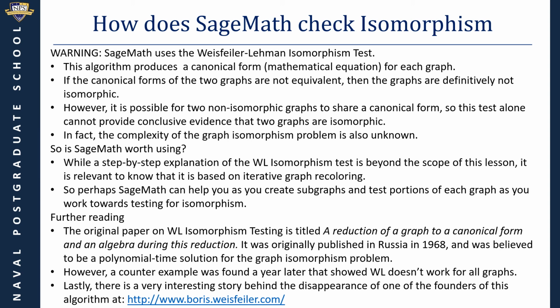For further reading, the original paper on WL isomorphism testing is titled The Reduction of a Graph to a Canonical Form and an Algebra Arising During this Reduction. It was originally published in Russia in 1968 and was believed to be a polynomial time solution for the graph isomorphism problem. However, a counterexample was found a year later that showed WL doesn't work for all graphs. Lastly, there's a very interesting story behind the disappearance of one of the founders of this algorithm.